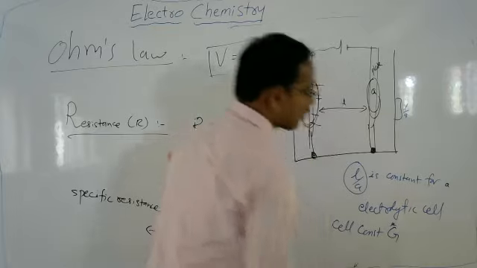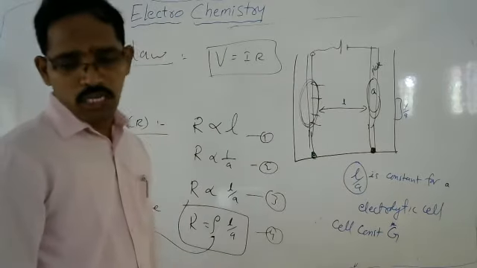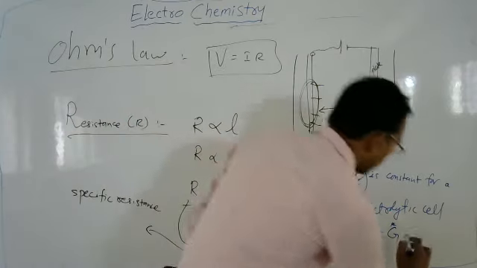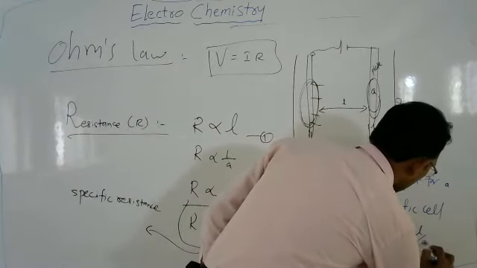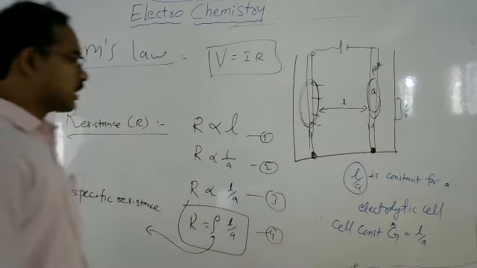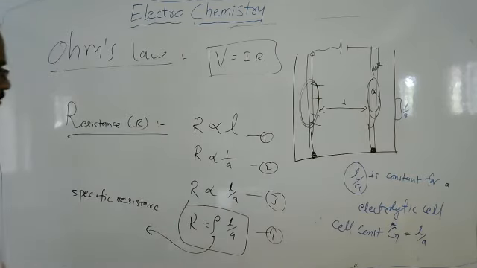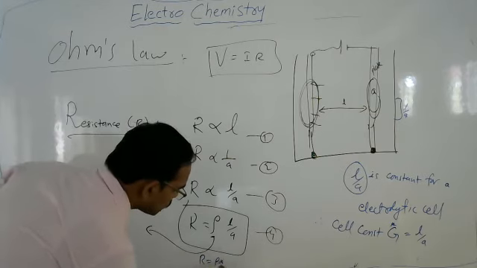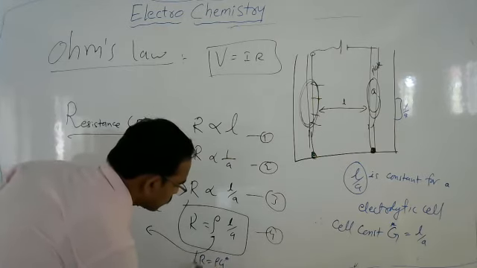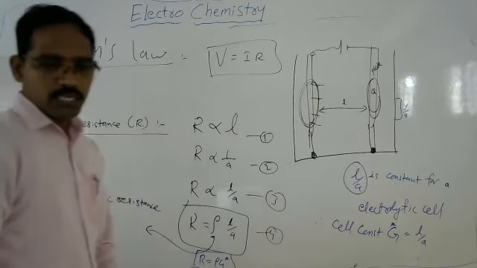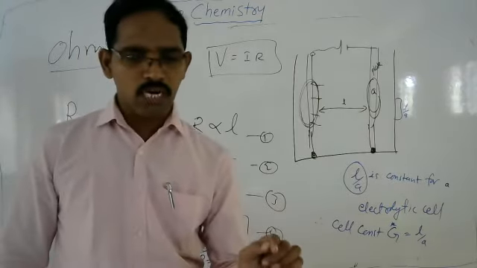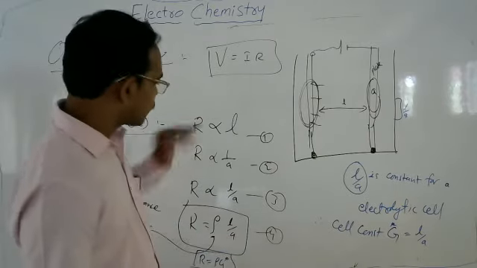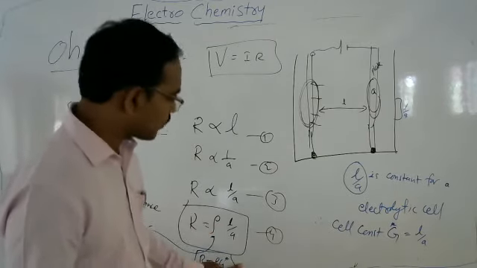So I will take G star. G means again Gibbs energy, where did it come from? You may think. So G star. Cell constant G star equals L by A. Now the formula here: R equals what? R equals rho G star. See here, small formulas will come, around 10 formulas. Because this is also one formula, this is also one formula.